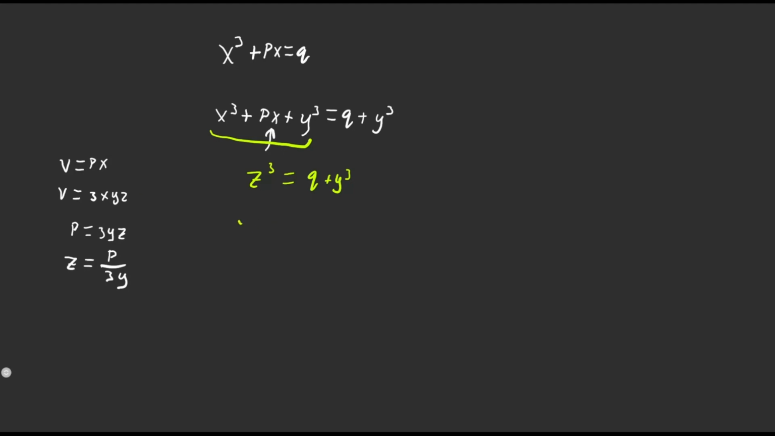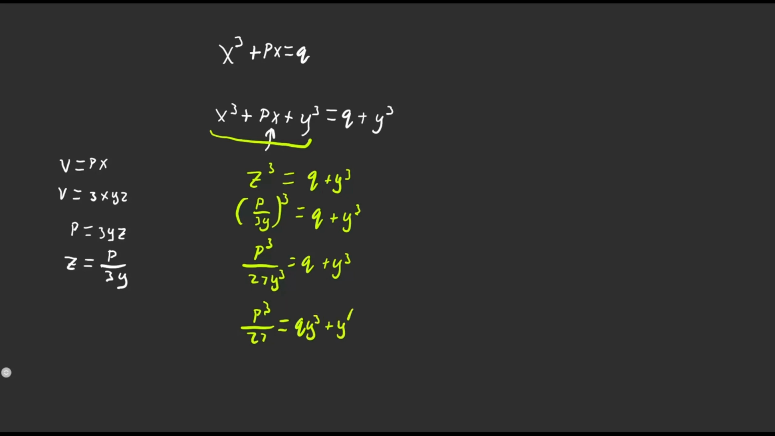So we will go ahead and plug that in, whereas we will get p over 3y cubed is equal to q plus y cubed, whereas we will get p cubed divided by 27y cubed is equal to q plus y cubed. And we're just going to multiply by y cubed, where we will get p cubed over 27, not y anymore, is equal to q y cubed plus y to the power of 6.